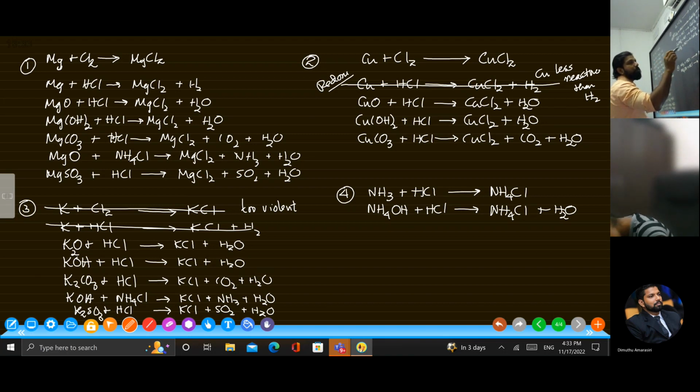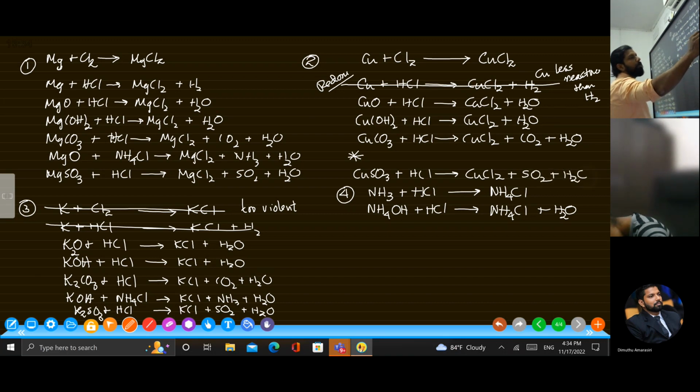Copper oxide and ammonium chloride, don't write that. That doesn't happen. Copper sulfide plus HCl. Some of them you cannot decide straight away yet. That's quite normal. You get SO2.